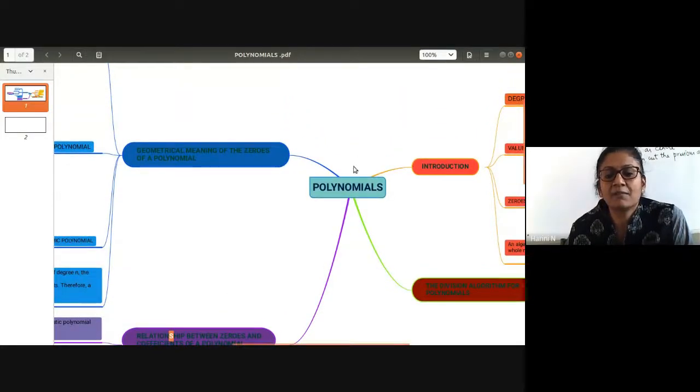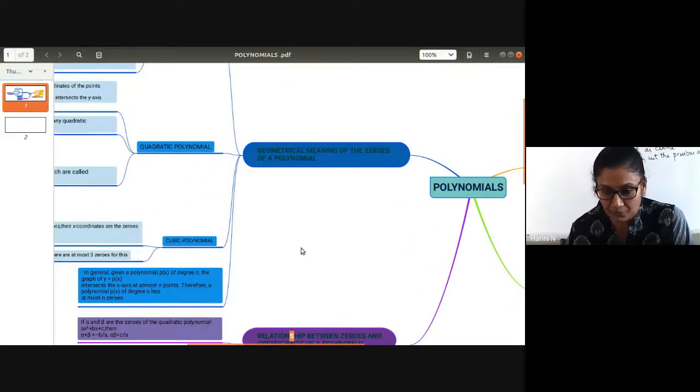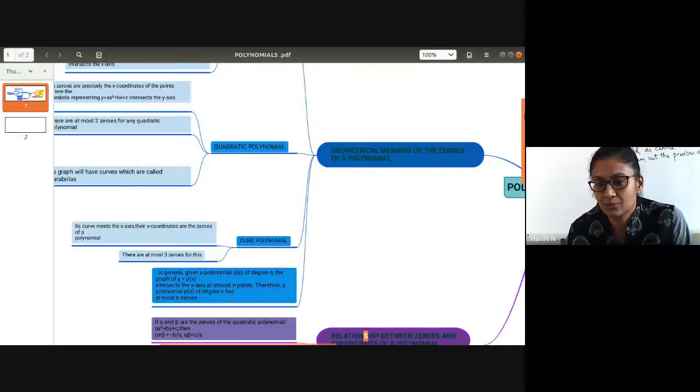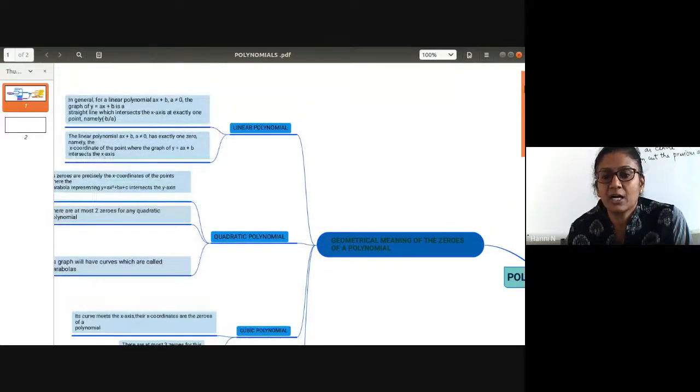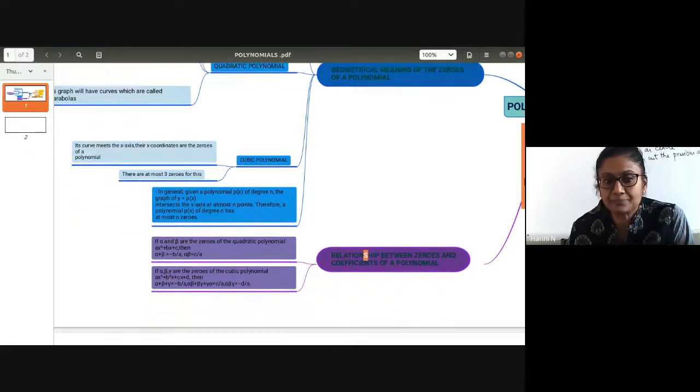Now this year, we will be touching on the geometrical meaning of the zeros of the polynomial. What do you understand by a zero of your polynomial geometrically? All that will be seen here. The geometrical meaning will take you through the linear, quadratic, as well as the cubic polynomial. We will see how the geometrical representation of a linear polynomial would look like, how it would be for a quadratic polynomial, and how it would be for a cubic polynomial. So that is one major learning that we have to do this year.